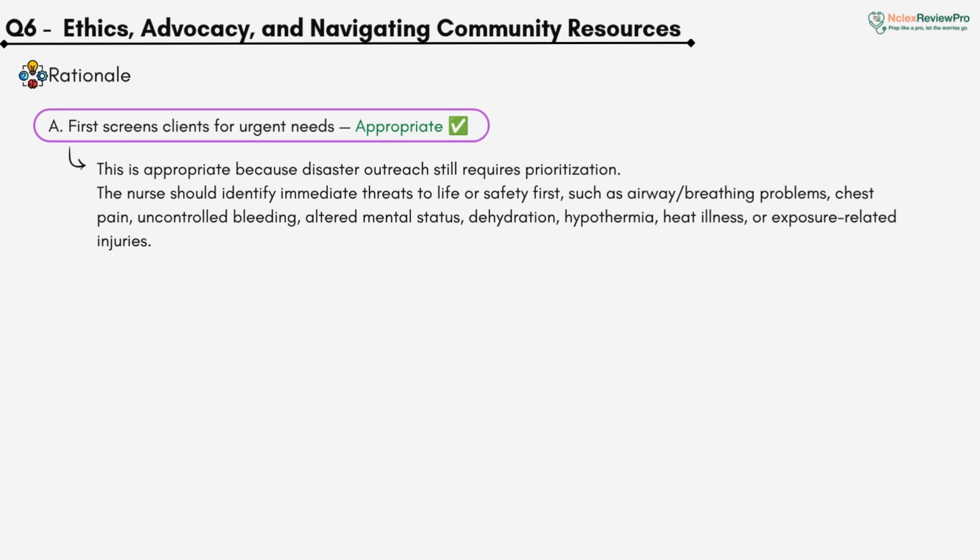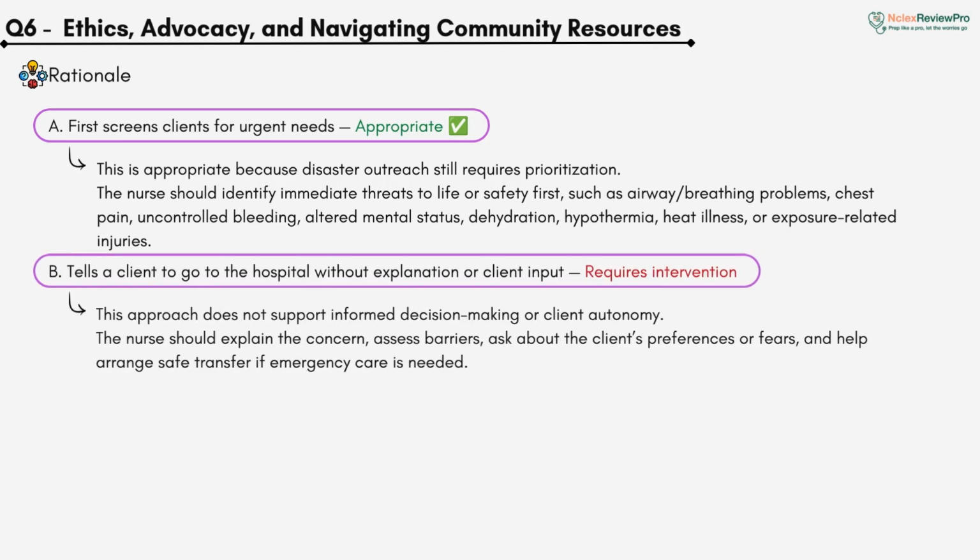require prompt follow-up. Option B says the nurse tells a client, "You need to go to the hospital now," but does not explain the reason or ask about the client's concerns. This requires intervention. The issue is not that the client may need emergency care. The issue is the way the nurse communicates. The nurse should explain the clinical concern, assess the client's barriers, ask about fears or preferences, and help arrange safe transfer if emergency care is needed. This supports informed decision-making and client autonomy.